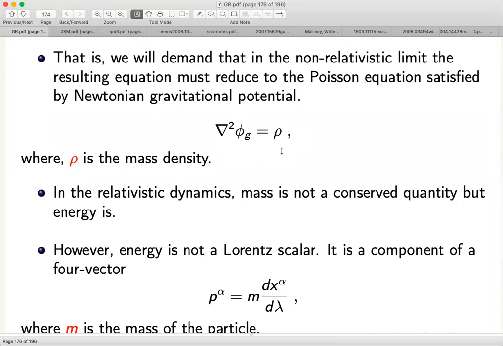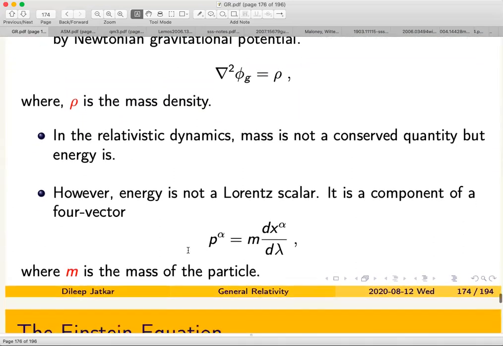Now the problem with energy is that energy itself is not a Lorentz invariant object. It is in fact a component of a 4-vector, the momentum 4-vector, which is written as P alpha, which is m times dx alpha by d lambda, where m is the mass of the particle. So energy may not be the right thing to use because it is not a relativistically covariant object. So you may want to use the momentum 4-vector. Now if you want to use a momentum 4-vector, then you would be worried about what the index structure on the left hand side of this equation is.